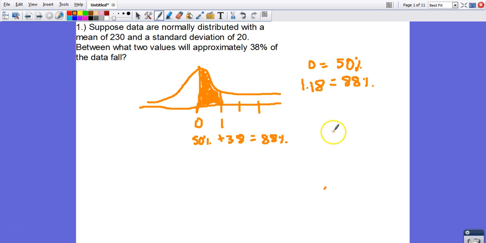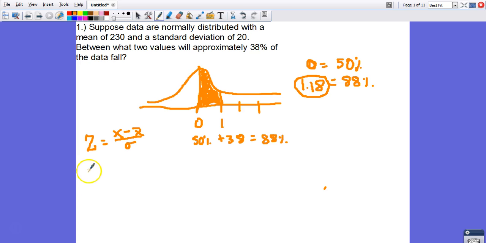88%. So I looked on the z table and I found 88% was approximately 1.18 was my z-score, right? And I know that 0 is 50, so I don't have to do anything with that. So I'm going to put my 1.18 as my z-score, and remember the formula, your z or your standard score is equal to your observation minus the mean over standard deviation.